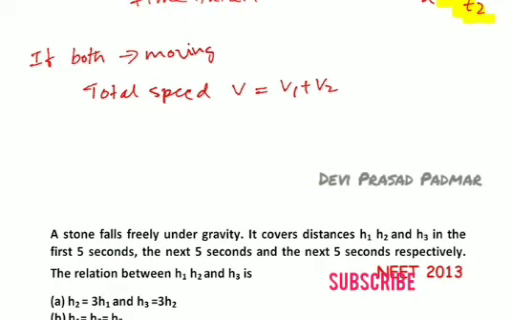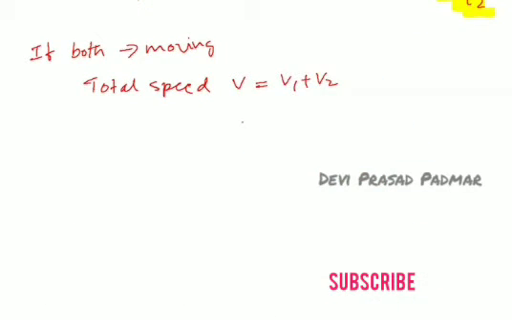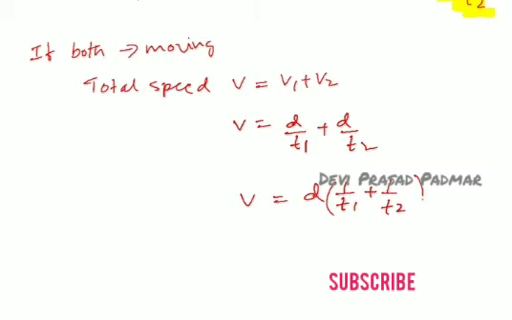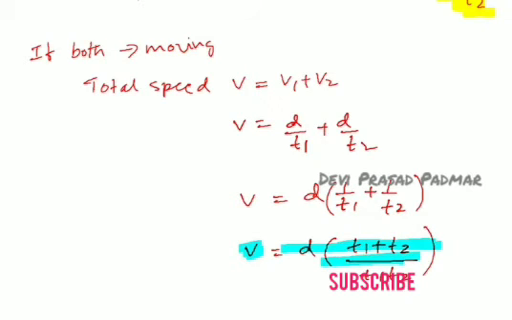Just substitute the values of v1 and v2. Therefore v equals d by t1 plus d by t2. Just simplify this: v equals d into (1 by t1 plus 1 by t2). That is d into (t1 plus t2) divided by t1 t2 you will get, right? That is the total speed.